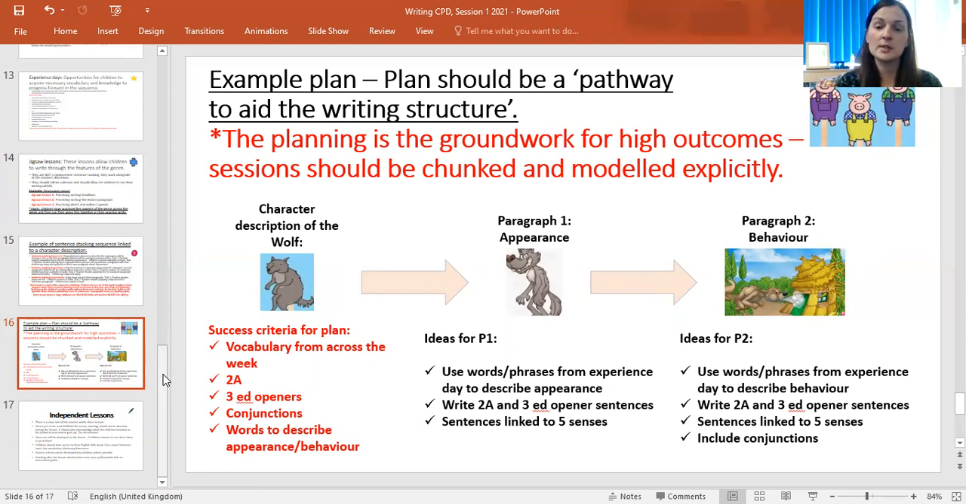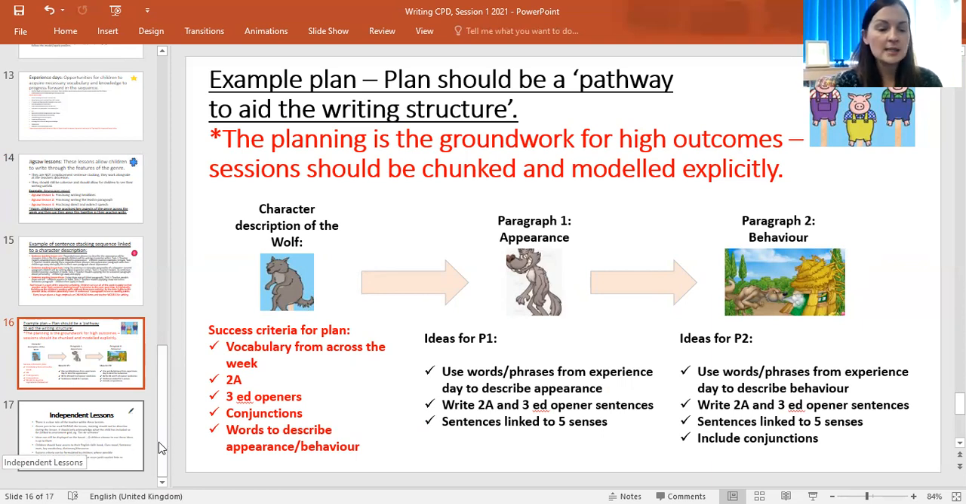So right, we're all focusing on the appearance. First of all, we're going to do this together. Let's come up with some ideas together. Let's look at our success criteria on the board. What do we need to include? Now I'm going to physically model that as the class teacher. Right, you're now going to go away and you're going to do your paragraph 1 plan. And same again, same process all the way through the lesson. So it's chunked and it's staggered.